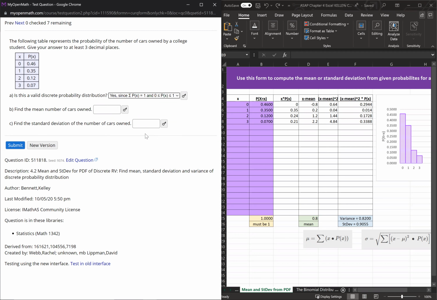All right. Then what I want to do is find the mean number of cars owned. Well, Excel is actually going to compute the mean for us. It'll walk you through all the steps if you want to do this by hand and you can check. But at the bottom in green, it'll give you the mean. So that's going to be 0.8. So mean, expected value, whatever, those are the same thing. And then lastly, it wants you to find the standard deviation. And so we can look: standard deviation 0.9055.